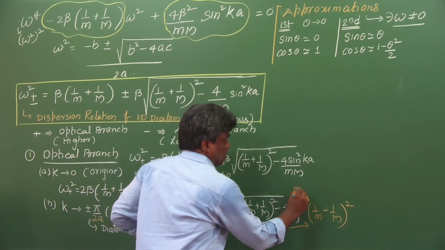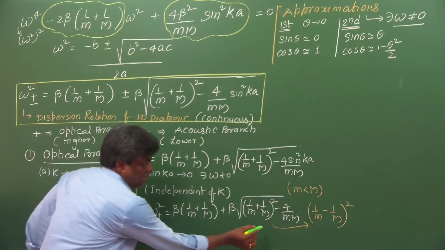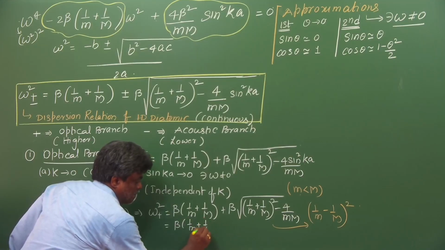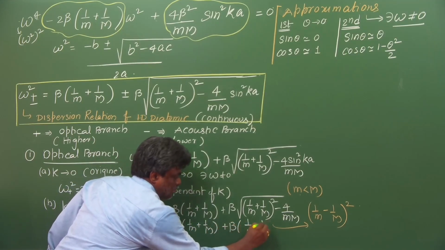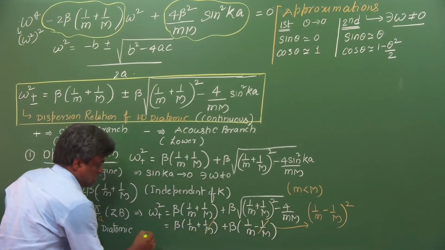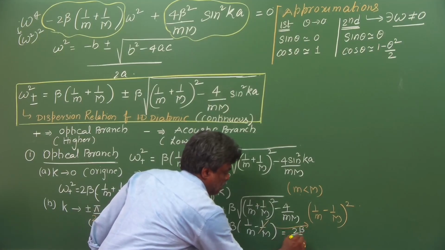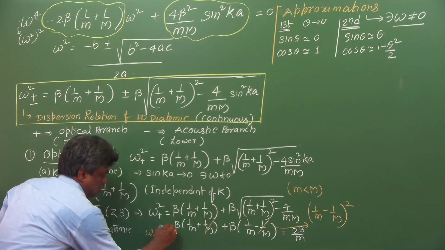So, small m less than capital M. That's it. And once it is beta 1 by m plus 1 by capital M plus beta 1 by m minus 1 by capital M, so the capital M term gets cancelled. Could you please tell me what is the final answer here? 2 beta by, finally, omega plus equal to, come on I say.